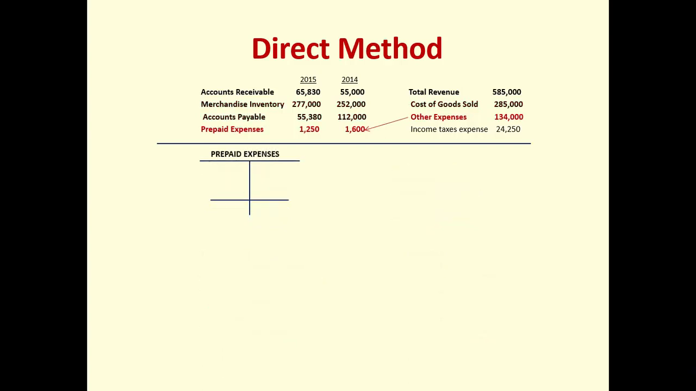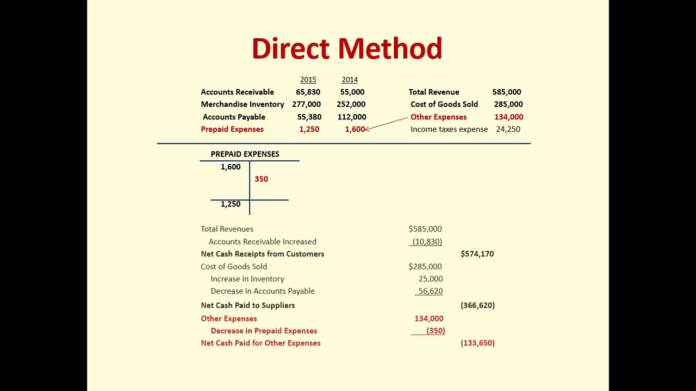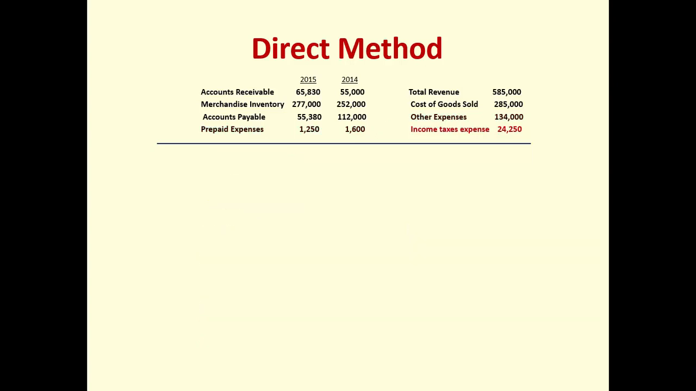Now let's look at other expenses. Plug your beginning, plug your ending. The difference is $350. That's going to be your decrease. Your decrease in prepaid expenses, net cash paid for other expenses. This is how you solve using the direct method. You look for a direct relationship between the income statement accounts and the balance sheet accounts. Current assets, current liabilities.